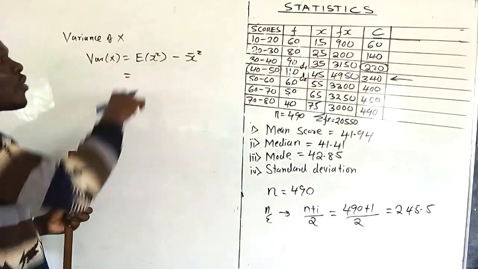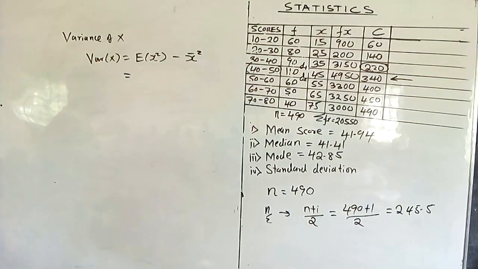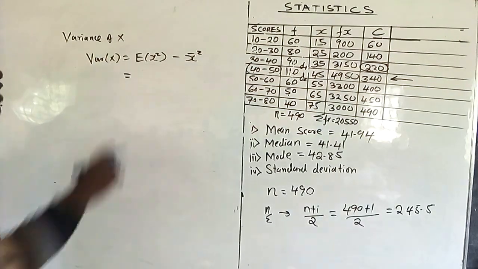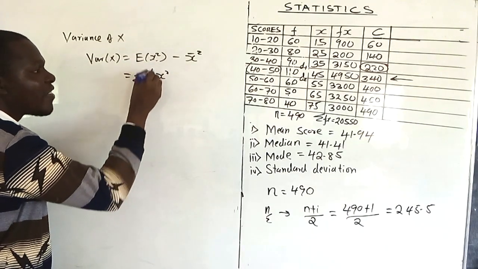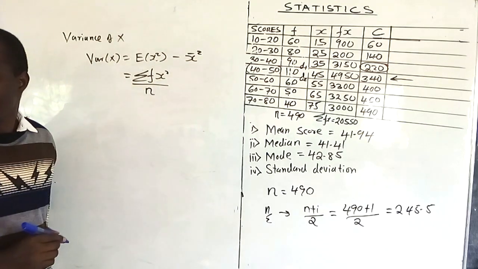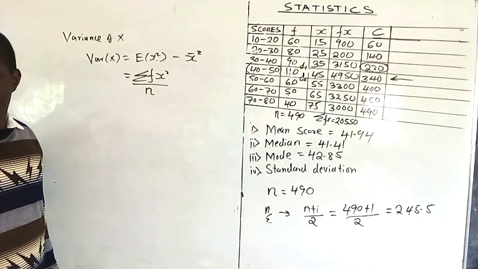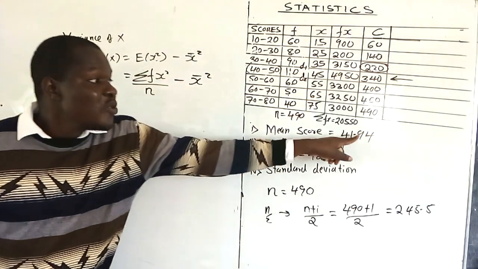So at this point, you know expected value of x squared is the mean of x squared. And what is the mean of x squared? You are summing all the x squared values and the number of times they appeared, isn't it? Then you are dividing by their total. That is the mean of x squared, isn't it? Then minus the x bar squared, the mean squared. And remember the mean you've already found.